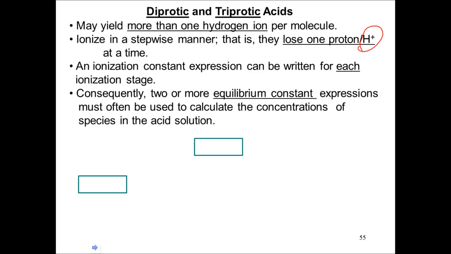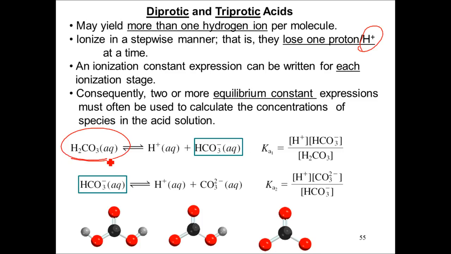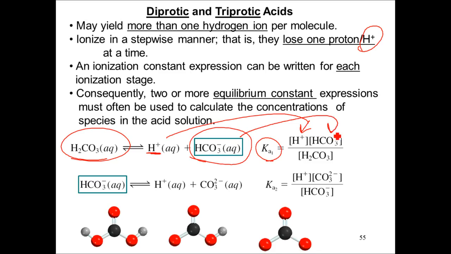With carbonic acid, when you lose the first hydrogen, you will have the hydrogen carbonate ion, and we call that Ka1. Now, how will you calculate Ka1? You'll take the concentration of the hydronium ion raised to the power of its coefficients times the concentration of the hydrogen carbonate ion divided by the carbonic acid's concentration.